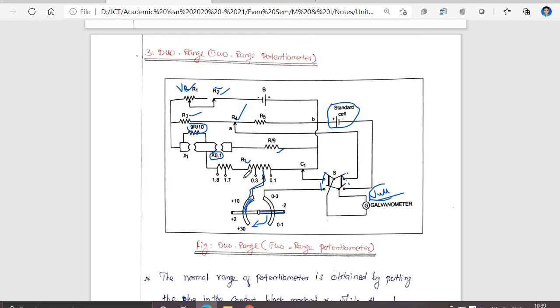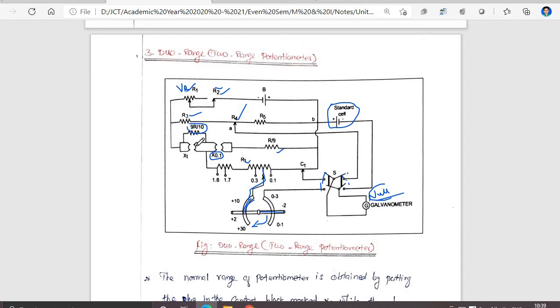Because the unknown voltage has a different voltage level, and initially we set it up as a balanced one. At that time we have to give an unknown voltage source, and the galvanometer moves either to the right side or the left side. So you can adjust these three resistance elements.